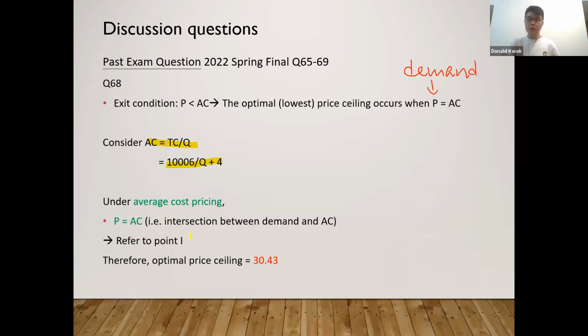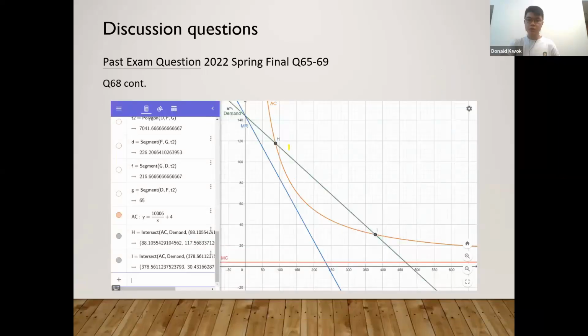Put the demand and average cost function in GeoGebra, then you'll be able to see the two intersection points between these curves. And we should take point I, because if you are trying to set a price ceiling at point H, it is actually above the profit maximizing price, so it will be ineffective. So this is why the lowest price that can be set would be at point I. The corresponding price is $30.43.